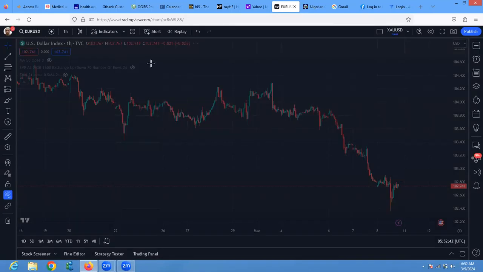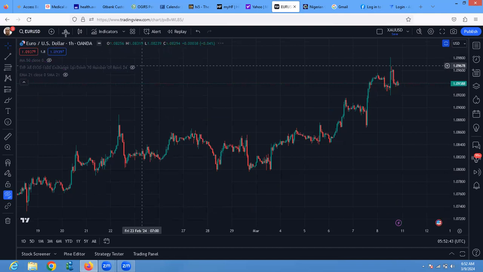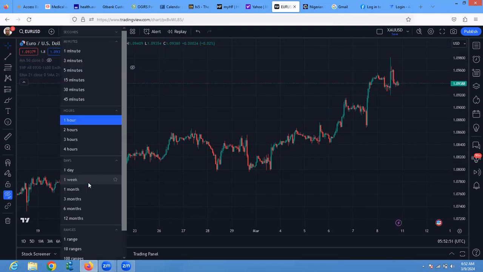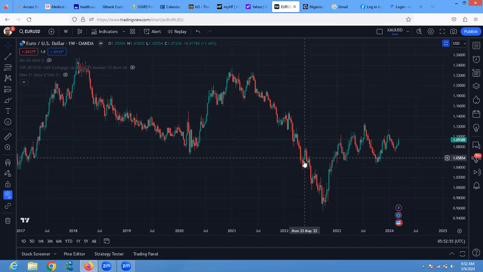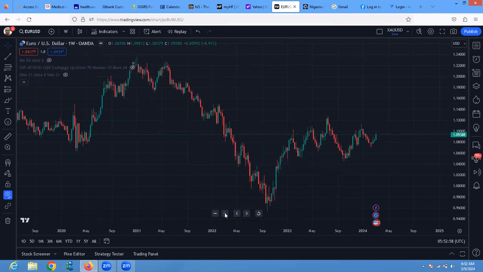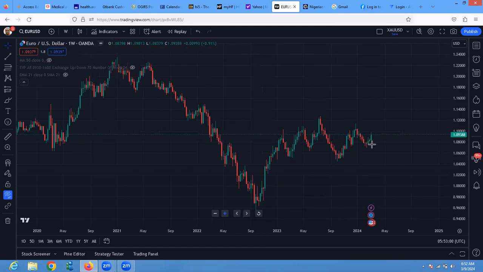Euro dollar. The weekly time frame. So pretty much the same. We are seeing it growing, and we still need to cross this boundary, grow into an 100, just like I said, and that's the move now.